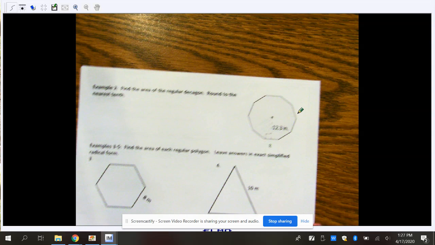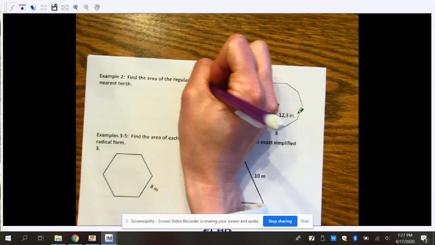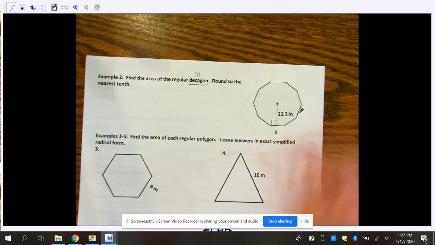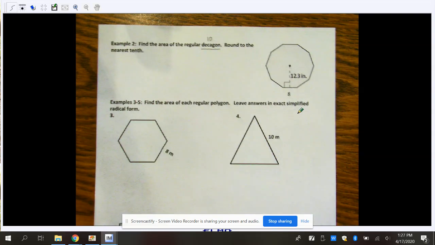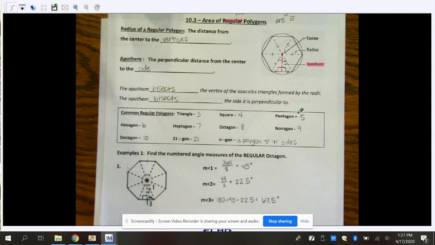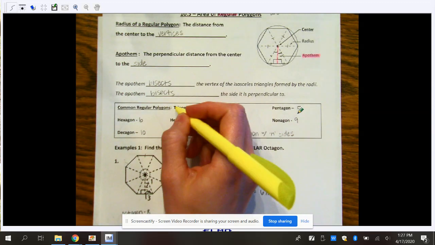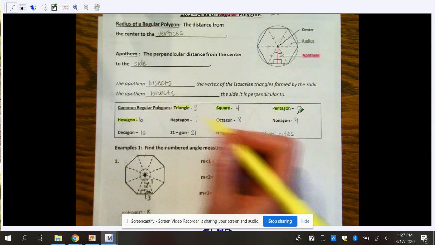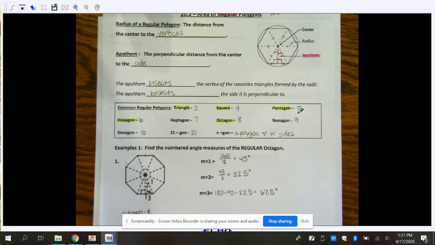All right, so this says find the area of the regular decagon. So that means 10 sides. Now, when you're finding the areas without the apothem, we're probably going to focus mainly on triangles, squares, pentagons, hexagons, and octagons. Those are just the ones that are honestly a little bit easier.